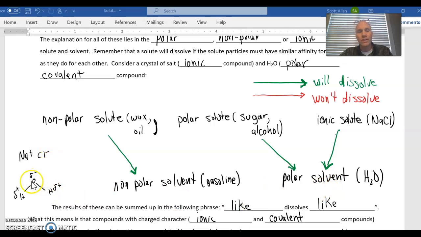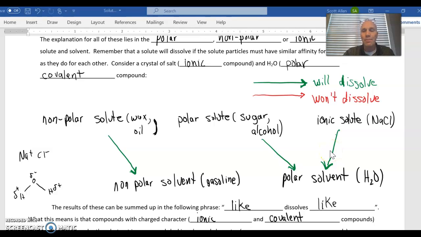But for a polar solvent like water, remember this bond here is polar, and that means that the oxygen has a delta negative on it and the hydrogen has a delta positive on it. So even though it's not a full -1 charge and a full +1 charge, there still are some slight charges on this molecule. And so an ionic compound would have something in common with a polar molecule, and that's why it tends to dissolve.